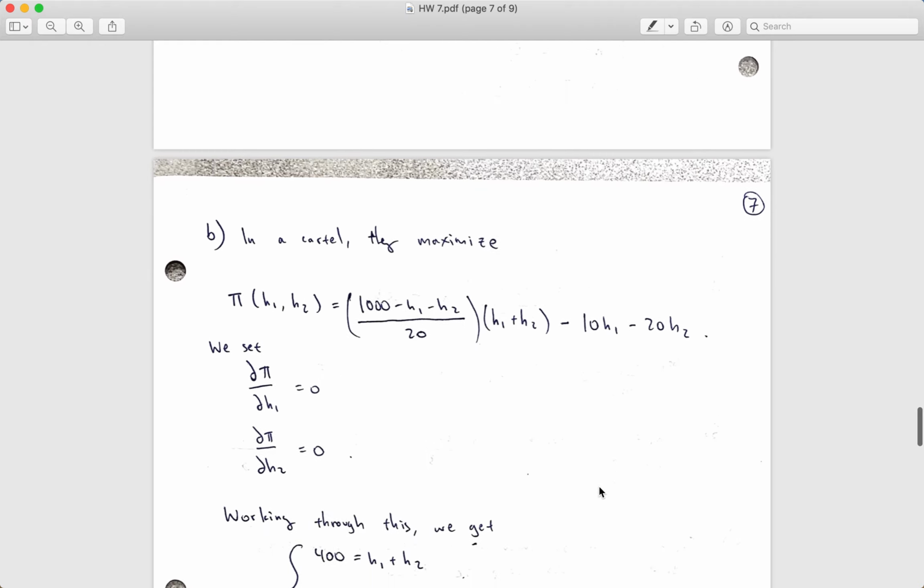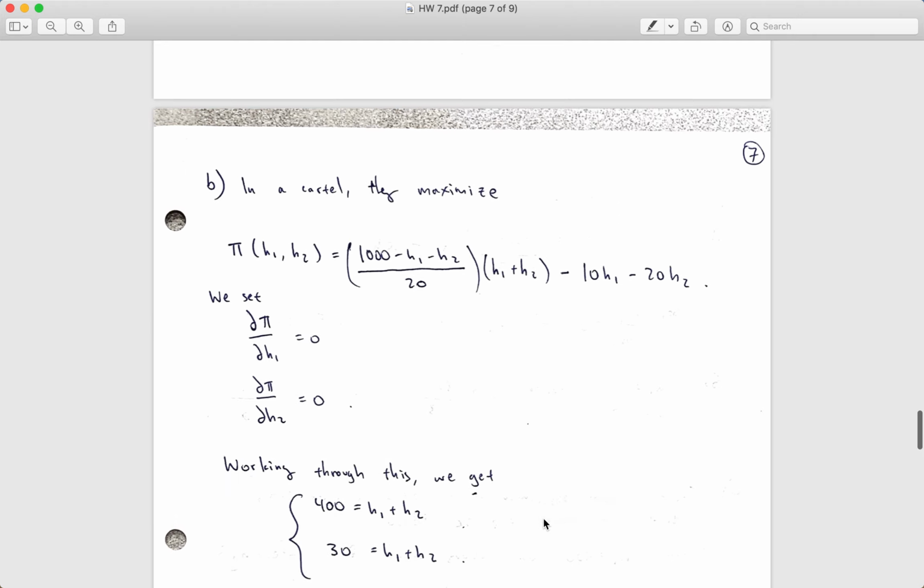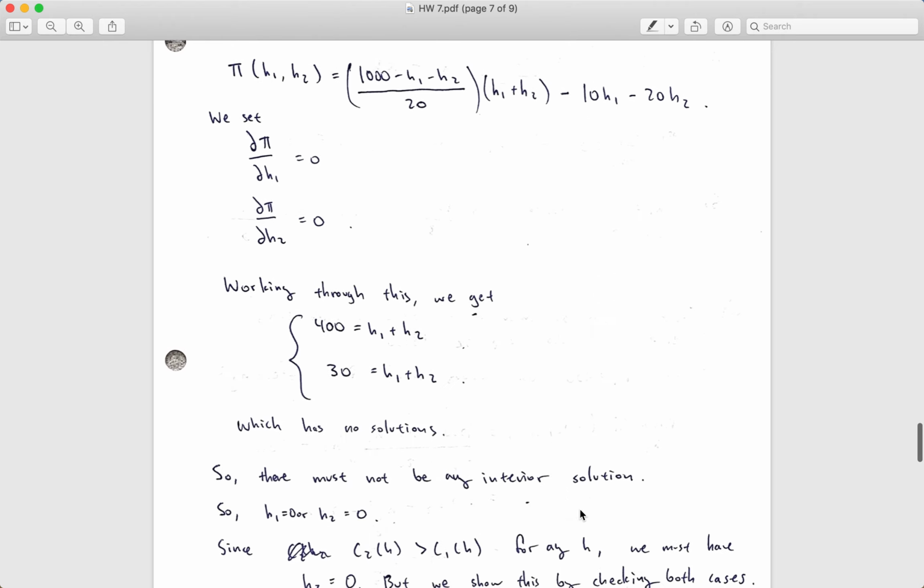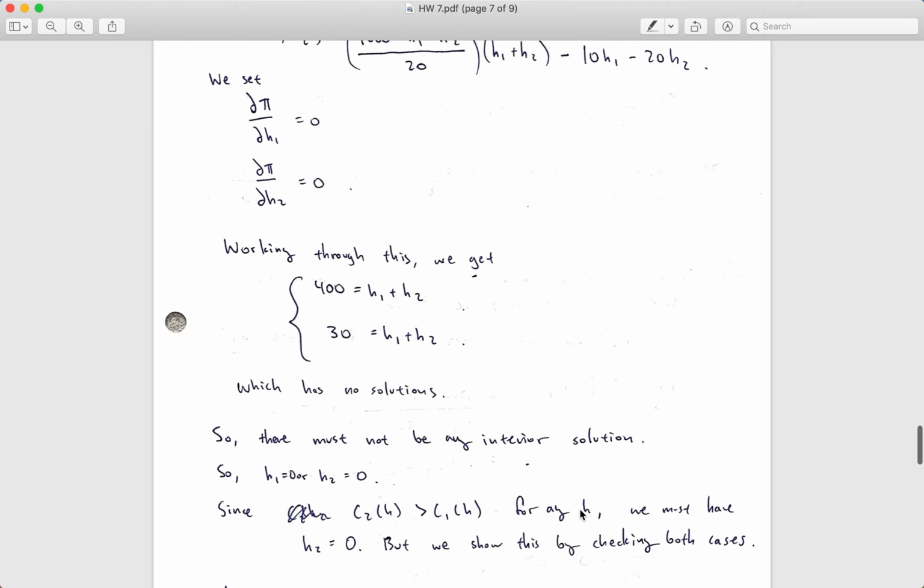And of course, there's some more algebra here, but eventually you'll get this system of equations, which you can immediately see has no solution, because if it had a solution, we would get that 400 equals 30, which is not supposed to be the case. And so there can't be any interior solution.